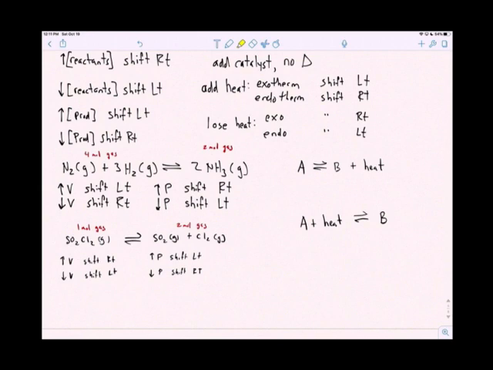Same logic for more moles of gas on the product side and fewer moles of gas on the reactant side. So the example here, the SO2Cl2 equilibrium to SO2 plus Cl2. If you increase the pressure here, you shift towards the side that has the lower moles of gas, in this case left. Decrease the pressure, you shift towards the side with the higher moles of gas, in this case right. And the same logic for volume.